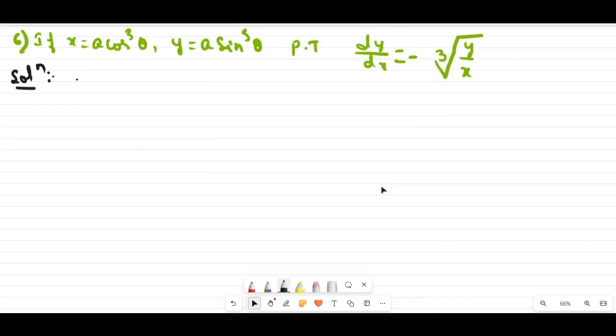If x is equal to a cos cube theta and y is equal to a sin cube theta, then prove that dy by dx is equal to minus cube root of y by x. This is the question, isn't it? See the question properly. x is given as a cos cube theta. What is the parameter here? The parameter is theta. So you must differentiate x and y with respect to the parameter theta. Let us take down the question: x is equal to a cos cube theta, y is equal to a sin cube theta. Now I will differentiate with respect to theta.